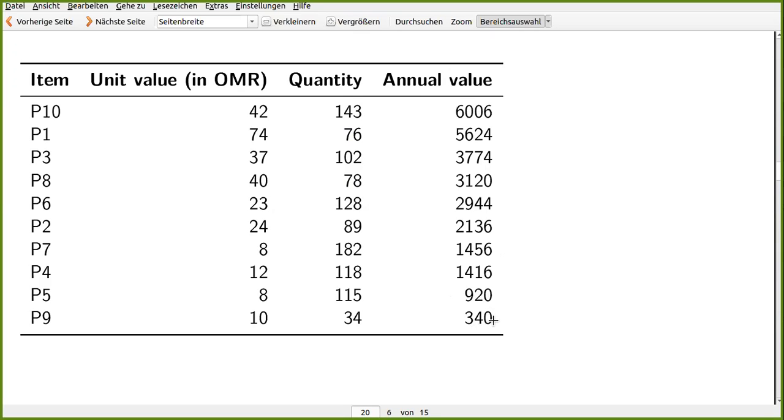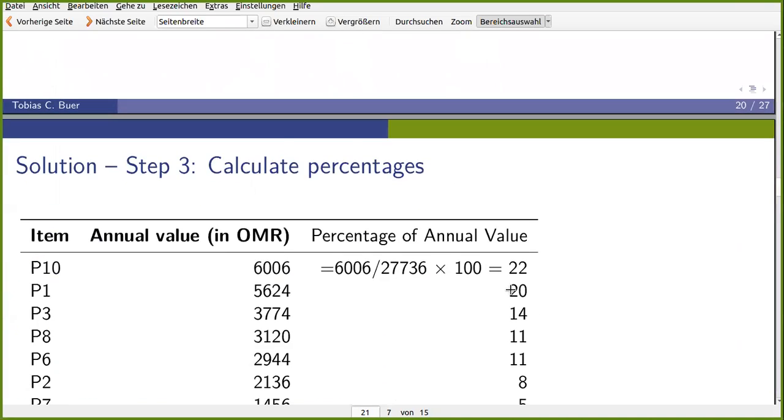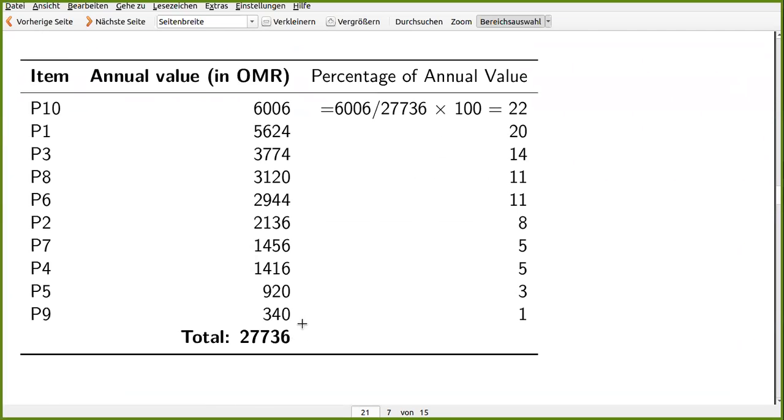And now we can already calculate the percentage. I want to have the percentage of the annual value. This would be step number 3. First, in this table, I just deleted the first 2 columns for space reasons. But it's the same numbers, of course, like on the previous slide. And first I took the total of the second column here, which is 27,736.